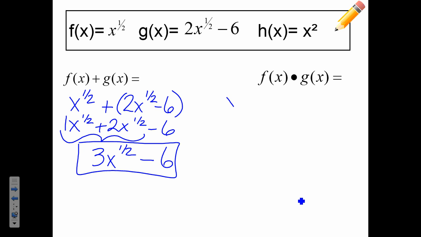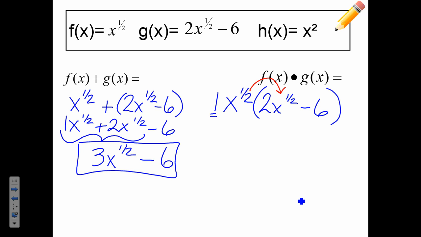f of x is x to the 1/2. We're going to multiply him times the 2x to the 1/2 minus 6. So when you multiply like this, we want to distribute and then go ahead and combine like terms. So we're going to distribute first that 1/2, x to the 1/2 times 2x to the 1/2. 1x to the 1/2 times 2x to the 1/2.